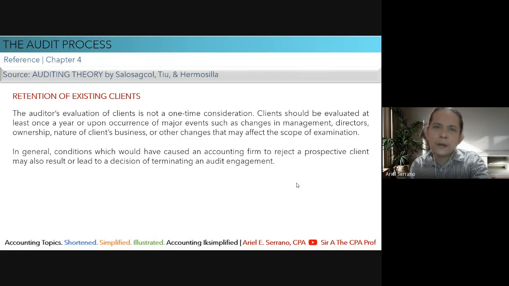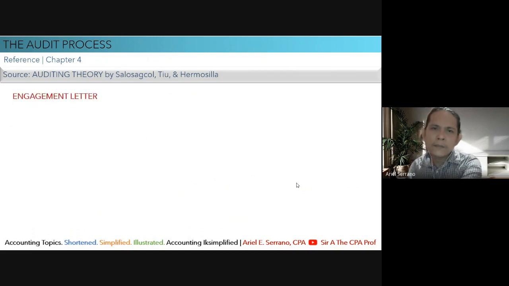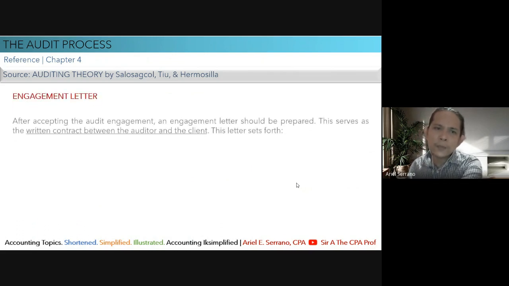Okay, so kung merong mga negative conditions which would cause us to believe na kinakailangan nating i-reject yung prospective client, it may also result or lead to a decision of terminating an audit engagement kung similar yung kanilang conditions. Now, meron tayong tinatawag na engagement letter.